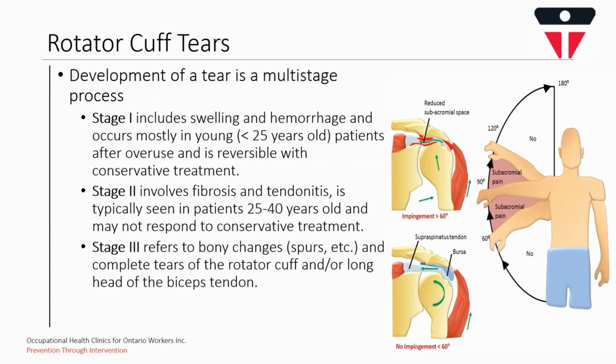Now, development of a tear is actually a multi-stage process. Stage 1 includes swelling and hemorrhage and occurs mostly in young people, less than 25 years old, after overuse, and is reversible with conservative treatment. Stage 2 involves fibrosis and tendonitis, and is typically seen in people between 24 to 40 years of age. It may not respond well to conservative treatment. Stage 3 refers to bony changes, such as spurs, and complete tears of the rotator cuff and/or the long head of the biceps tendon.